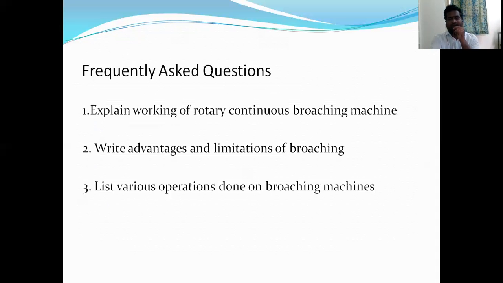So these are the frequently asked questions. With this, I have concluded the broaching machines. In these broaching machines, we have learned what is a broach tool, what is broaching, right? After that, we moved to the broaching operations, types of broaching operations, and then the types of broaching machines, and after that we learned the advantages and limitations of broaching machines.